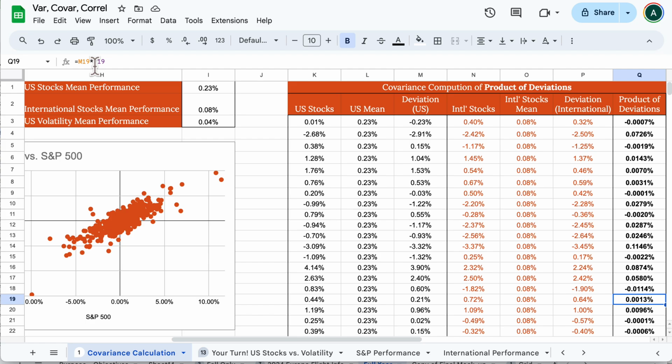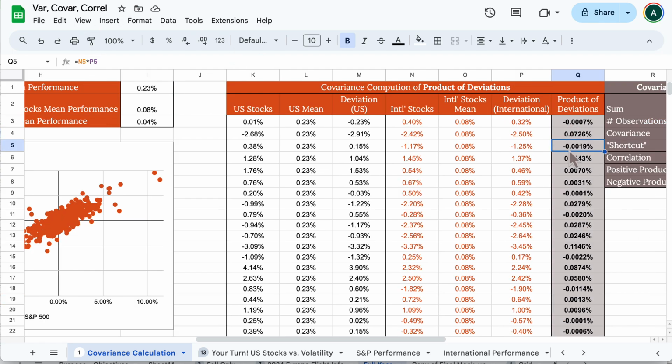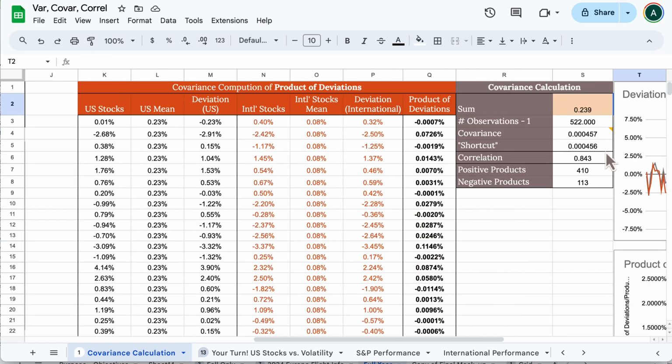Now, once we have that column, that product of deviations, from there, it's just taking an average. We are adding up all the values in this particular column, and you can see these are a lot of small numbers, right? So that sum is going to turn out to be a small number as well. And that entire sum for 10 years comes out to just 0.239.